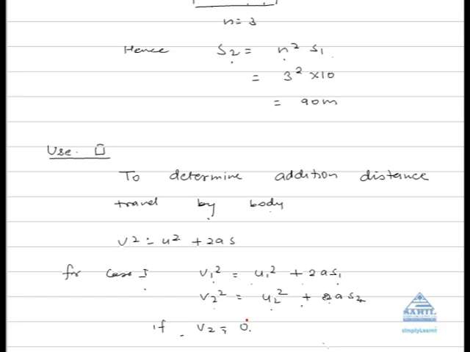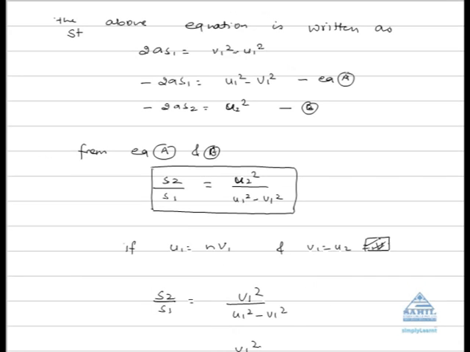Now let the body finally come to rest. Let a condition for the question be that the speed of a body decreases n times after traveling some distance s1, and it further comes to rest by traveling some distance s2. We have to write the above equation.